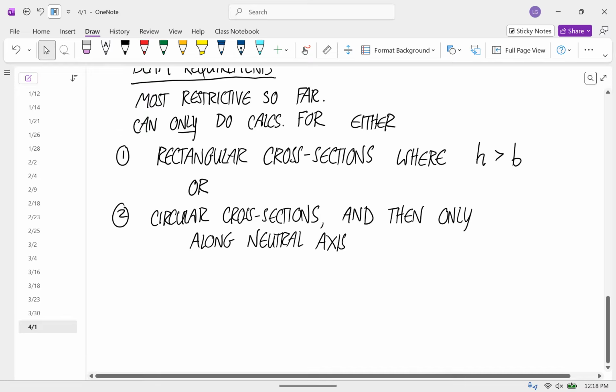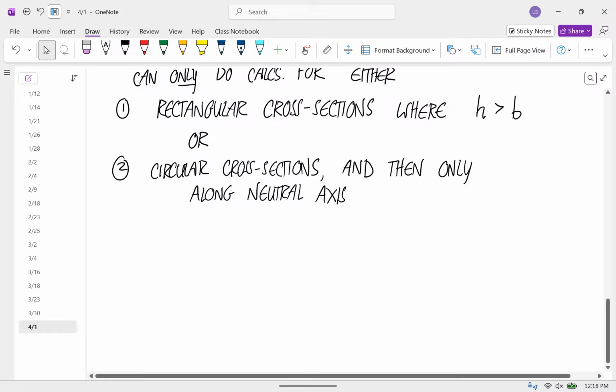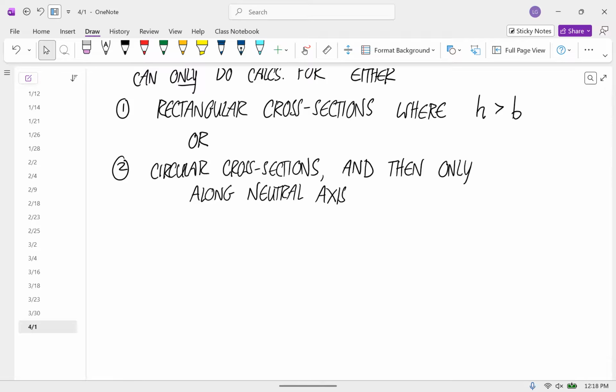For circular cross sections, we can never do the whole cross section. All we can do is calculate the stress due to the shear force along the neutral axis of the cross section. So is that even useful? Do we care about that? Well, there's one thing that makes that a little more palatable, and that is that the biggest stress due to shear force happens along the neutral axis. At least, that's where the greatest stress happens.